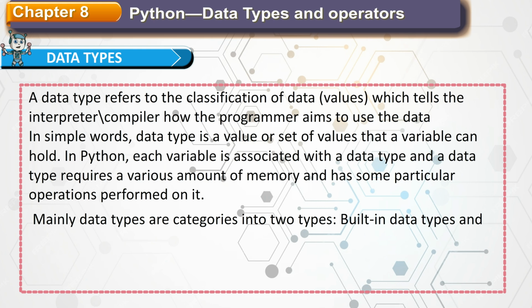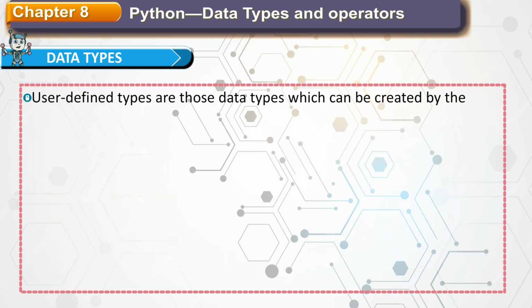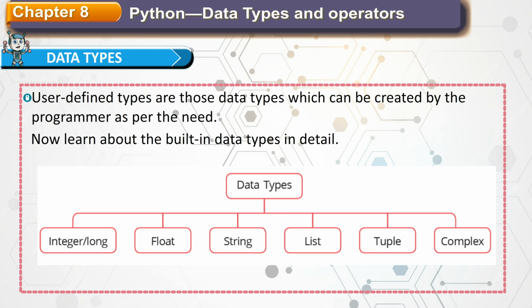Mainly, data types are categorized into 2 types: built-in data types and user-defined data types. The built-in data types are those data types which are provided by the Python programming language. User-defined types are those data types which can be created by the programmer as per the need. Now learn about the built-in data types in detail. Data types: integer/long, float, string, list, tuple, complex.